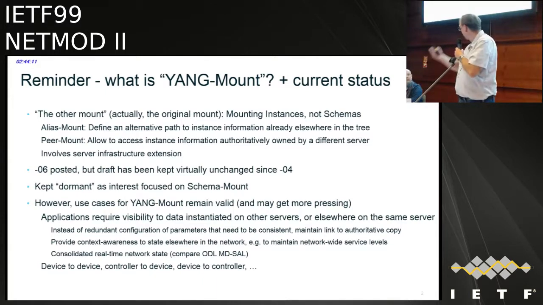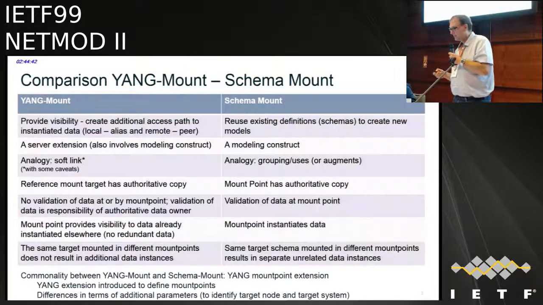But the question is whether it will make sense to bring back and reactivate that work, particularly because the use cases for the original Yang mount remain valid and arguably get more pressing, in the sense that applications do require visibility, for instance, of data that's not just instantiated on the server itself, but on other servers, or potentially also on the same server. There are various use cases related to that, which are outlined in the draft, and I have a slide for this later as well.